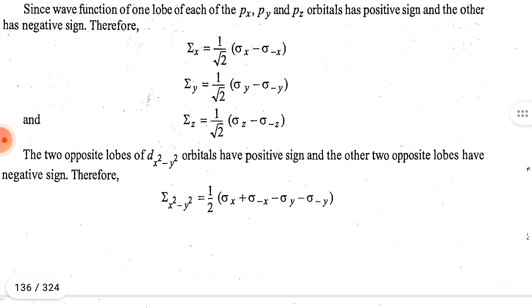Since the wave function of one lobe of each of the px, py, and pz orbitals has positive sign and the other has negative sign, epsilon x is equal to 1 upon root 2 (sigma x minus sigma minus x), epsilon y is equal to 1 upon root 2 (sigma y minus sigma minus y), and epsilon z is equal to 1 upon square root 2 (sigma z minus sigma minus z).